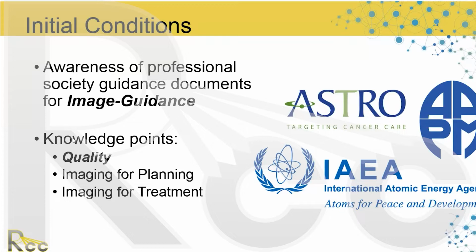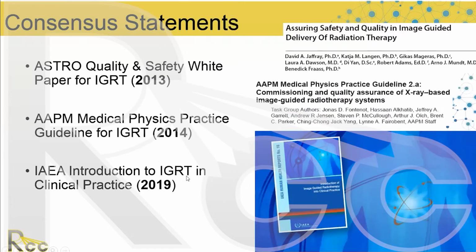Some knowledge points we're going to talk about: quality, imaging for planning, and imaging for treatment. There are some good consensus statements from those professional societies I just mentioned. There's an ASTRO Quality and Safety White Paper for IGRT in 2013, and another Medical Physics Practice Guideline for IGRT in 2014. Just a few years ago, the IAEA, aware that more and more clinics are implementing IGRT on the machine, with onboard imaging, had a document for introducing IGRT into clinical practice. I highly recommend reviewing these documents, and that IAEA document in particular.